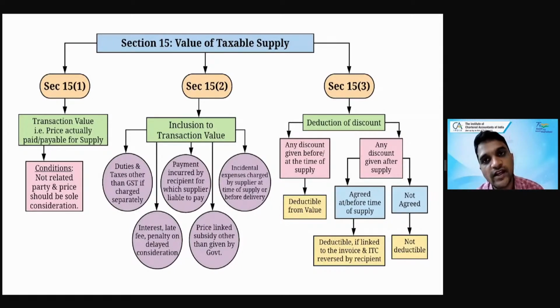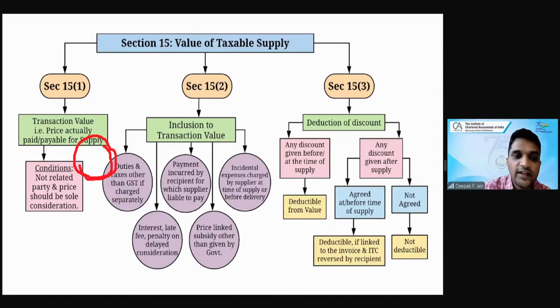Now 15.2 says that you have to include something in the transaction value. What you should include? You should include a few things, which are duties and taxes other than GST, if charged separately. Each of these we will take in detail. Now we'll understand section 15 at a macro level, then we'll go to the micro 15.1, 15.2, 15.3. If any duties are charged separately other than GST, please add that to the transaction value.